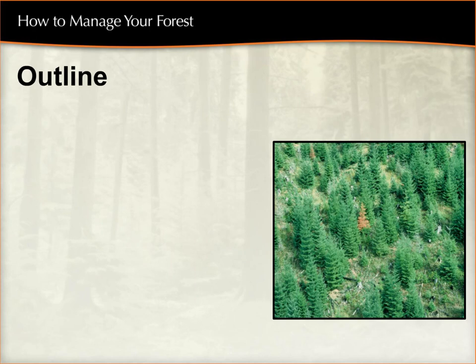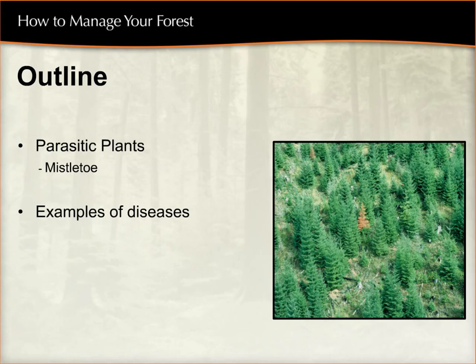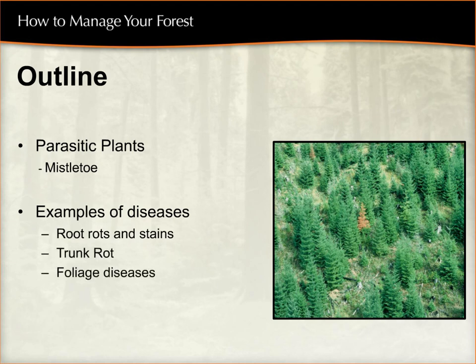In Part 2, we will first discuss parasitic plants, then give detailed examples of the many types of disease organisms we've discussed, such as root rots and stains, trunk rot, foliage diseases, cankers and rust and mistletoe, and we'll examine the management tools you can use to keep your woodlands healthy.